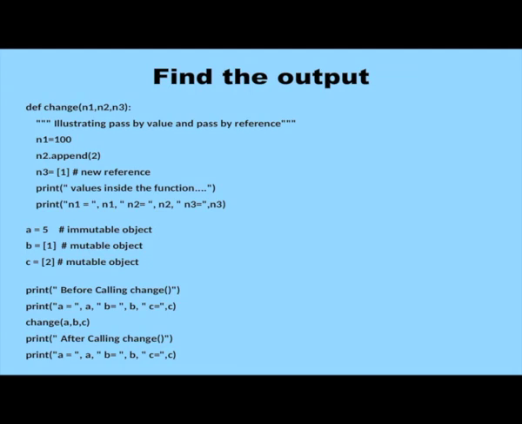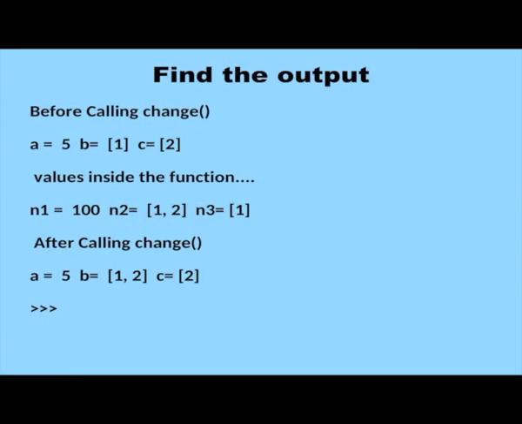Then we call the change function, which takes three arguments a, b, c, which are received in three formal arguments n1, n2, n3. n1 is assigned a new value 100 inside the function, n2 is getting appended by 2, and n3 a new list is added. Then we are printing the values of these variables inside the function.